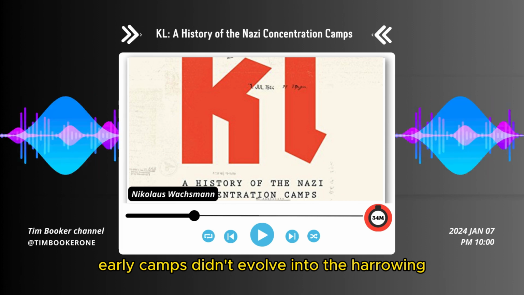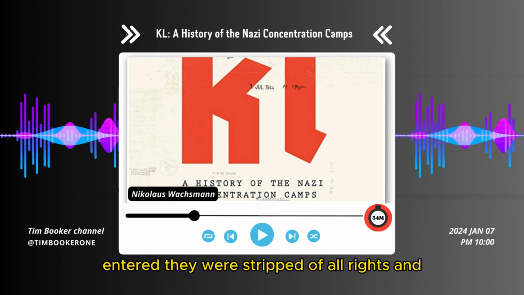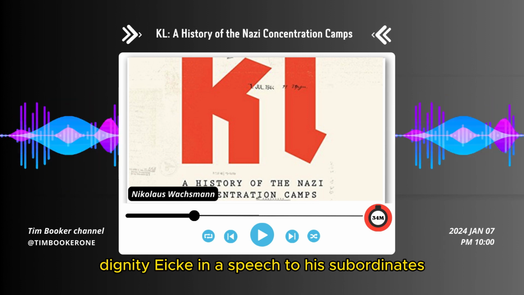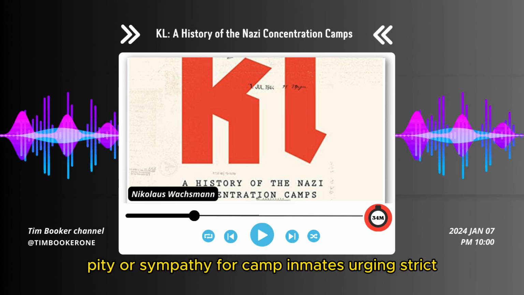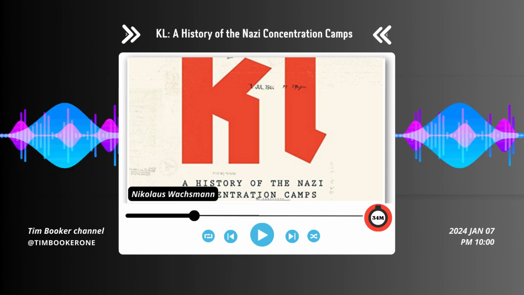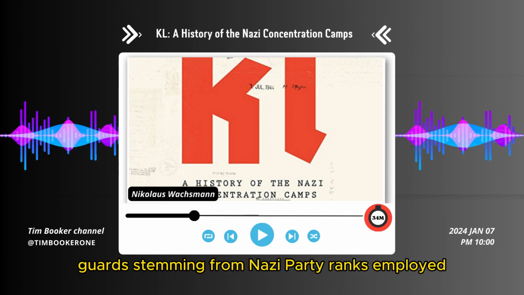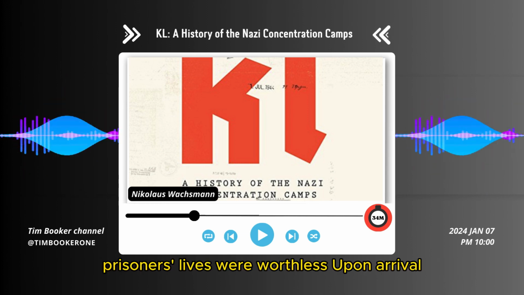While the early camps didn't evolve into the harrowing death camps like Auschwitz, once prisoners entered, they were stripped of all rights and dignity. Eich, in a speech to his subordinates, emphasized that SS guards shouldn't have any pity or sympathy for camp inmates, urging strict, heartless, and firm conduct. Therefore, these guards, stemming from Nazi Party ranks, employed inhumane violence to convey the notion that prisoners' lives were worthless.